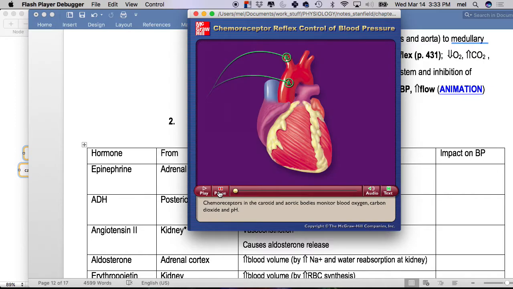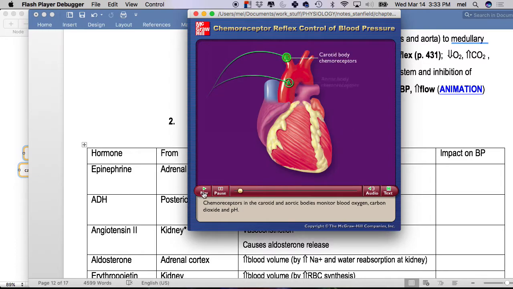So here's what's going to happen. You guys predict, and then we'll see if you're right. If you detected in the aortic arch or the carotid sinus low oxygen, high carbon dioxide, or low pH, you would tell the medulla oblongata via sensory information, yes? And then the medulla oblongata should respond by activating which? Sympathetic or parasympathetic nervous system? High CO2, low oxygen, low pH. Sympathetic. Does that make sense to you guys? Okay. It basically means that you need better blood flow, right? Okay, so let's see if you're right.